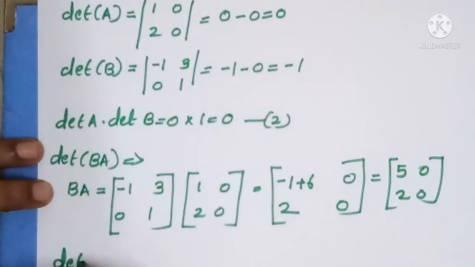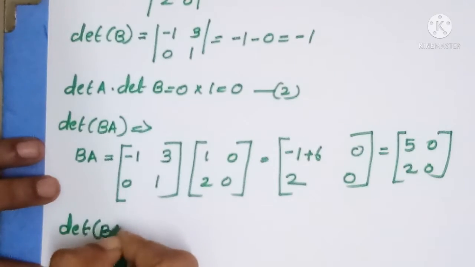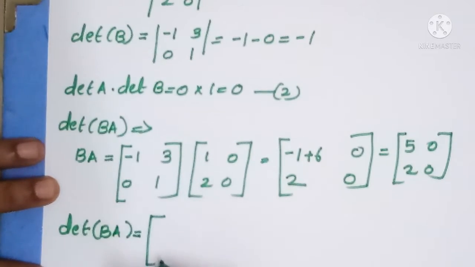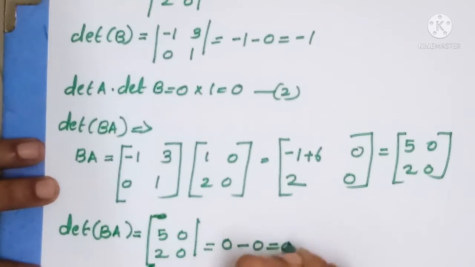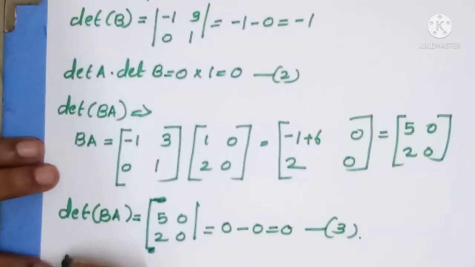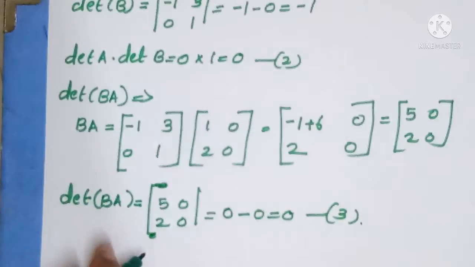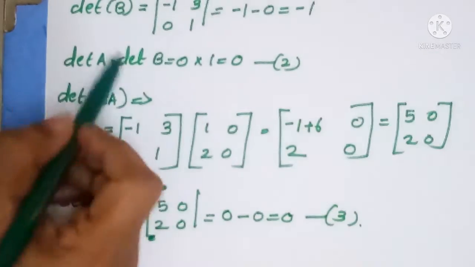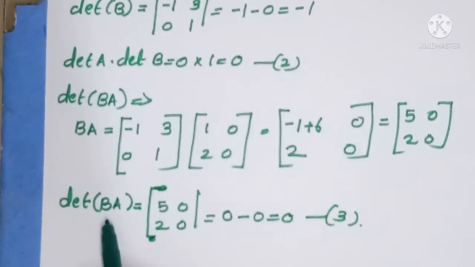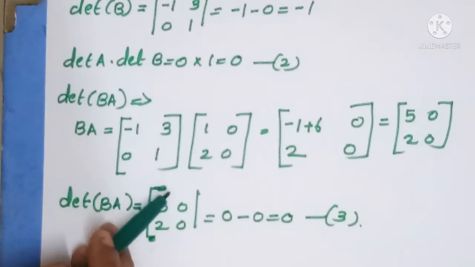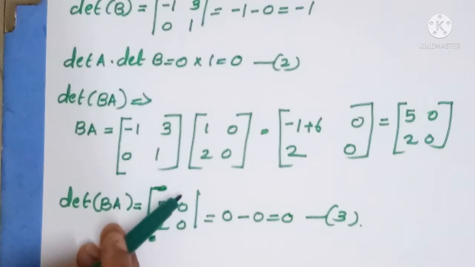Then find out det of BA. [5 0; 2 0]: 5 into 0 becomes 0, minus 2 into 0 becomes 0. So, from equation number 3, all the values become 0. That means determinant of AB is equal to 0, det of A into det of B equal to 0. Here also we get det of BA is equal to 0. So we can say det of AB should be equal to det of A into det of B, which should be equal to determinant of BA.